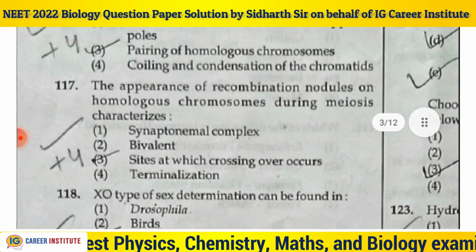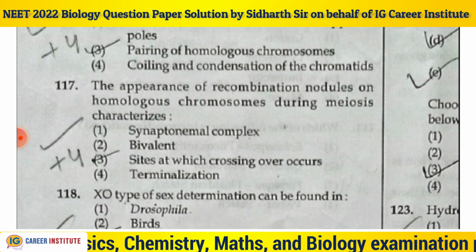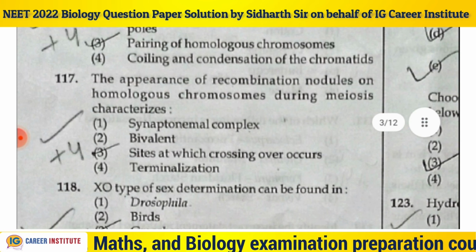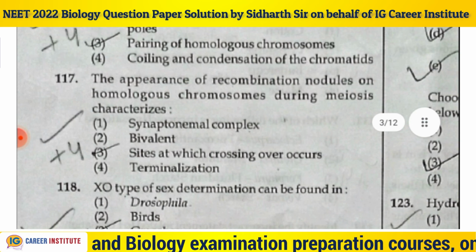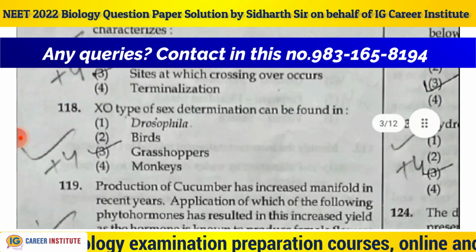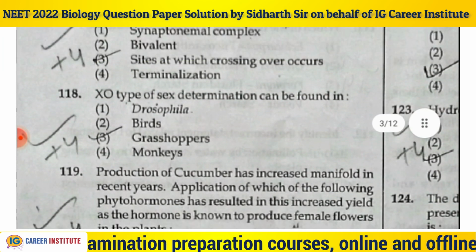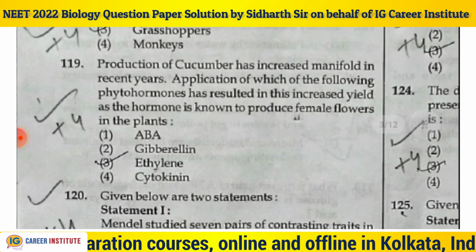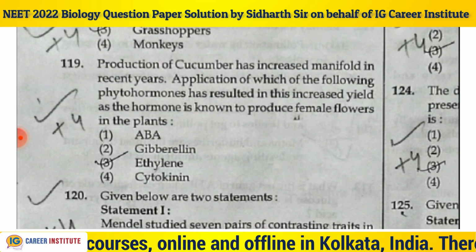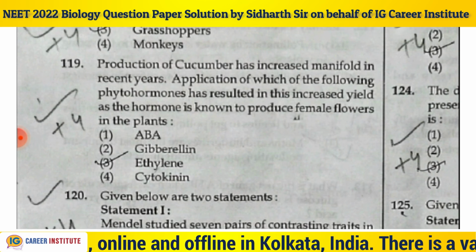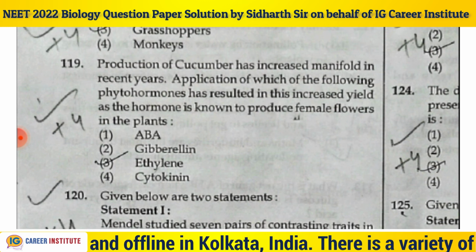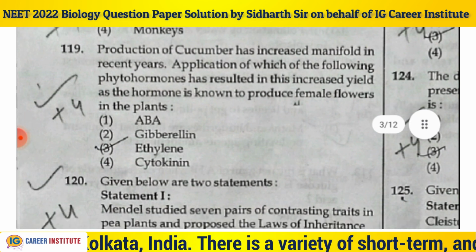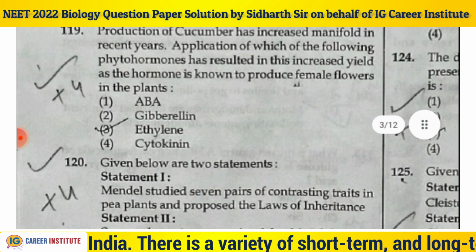Question 117. The appearance of recombination nodules on homologous chromosomes during meiosis characterizes option 3, sites at which crossing over occurs. Right, this is the right answer. NCERT line. 118. Exotopic germination can be found in grasshoppers. 119. Production of cucumber has increased many-fold in recent years. Application of which of the following hormones has resulted in the increased yield, as the hormone is known to produce female flowers in plants? Again, part of plant growth regulators, it is ethylene.